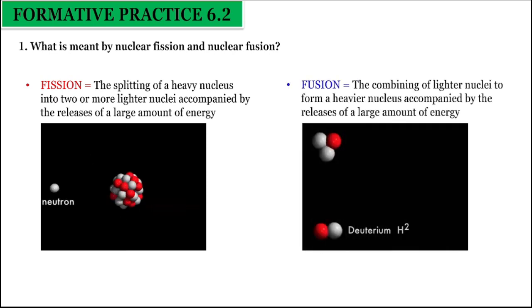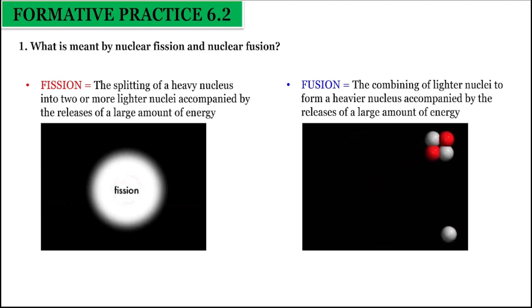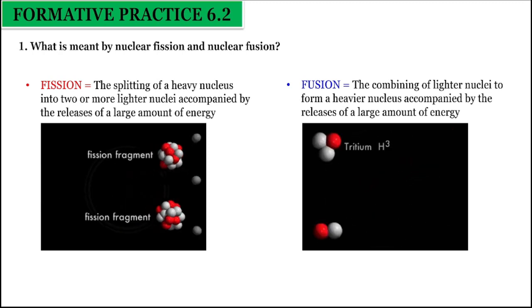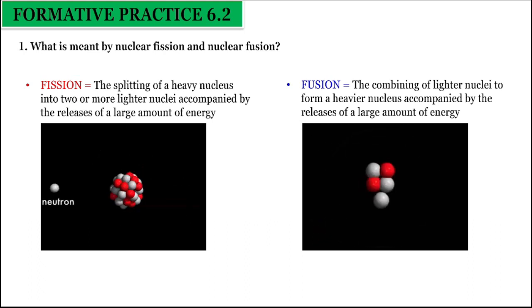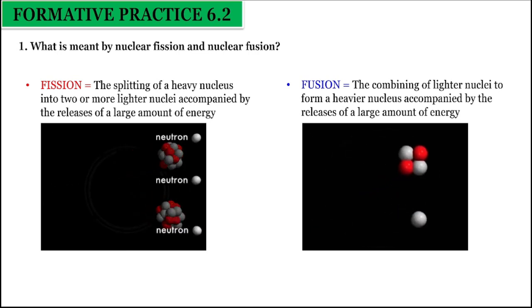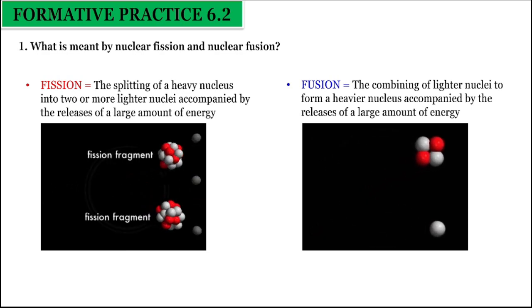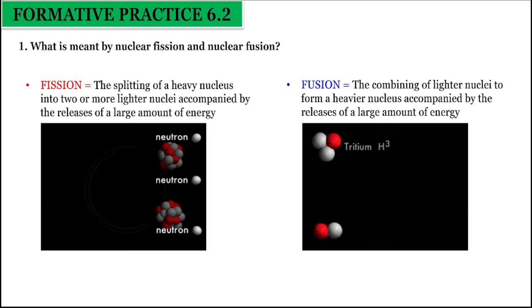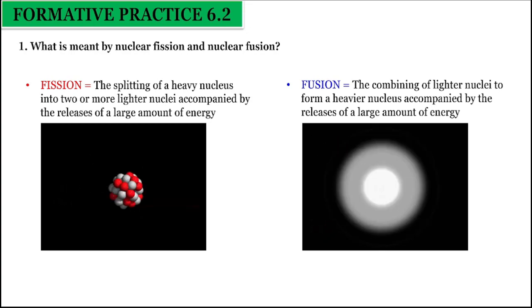Okay, next, what is fusion? Fusion means combine, fuse. So fusion is the combining of lighter nuclei to form a heavier nucleus accompanied by the release of a large amount of energy. So kalau kamu tengok kat sini, kita ada example dia, tritium and deuterium. Fuse, combine, deuterium and tritium, the lighter nuclei, combine to form heavier nucleus helium. Okay, so itu comparison between nuclear fission and nuclear fusion.